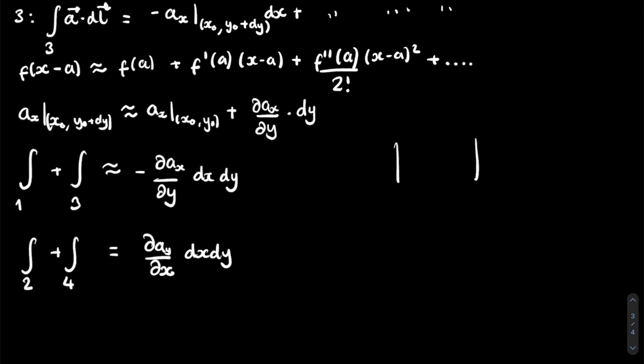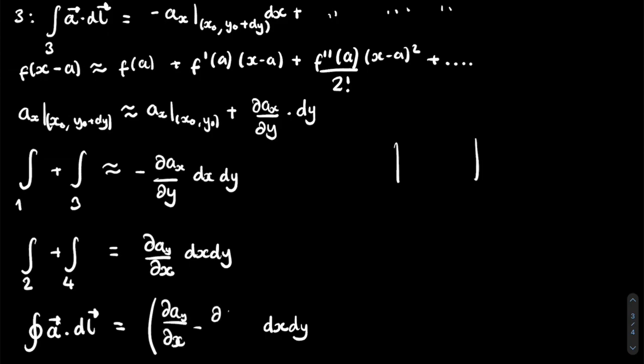So if we add everything together, then what are we going to get? Well, we're going to get that the closed loop integral of A dot dl is equal to pretty much this. These two terms are common to both, so we can put these terms at the end, and then we can put in brackets ∂Ay/∂x minus ∂Ax/∂y right there.